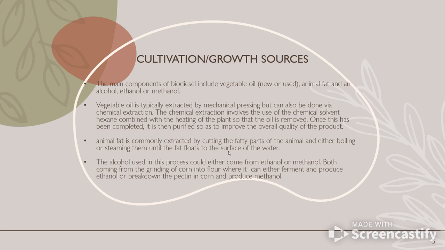As for animal fat, it is commonly extracted by cutting the fatty parts of the animal and either boiling or steaming them until the fat floats to the surface of the water. The alcohol used in this process could either come from ethanol or methanol, both coming from the grinding of corn into flour, where it can either ferment and produce ethanol, or, from the grinding of corn, break down the pectin in the corn and produce methanol.